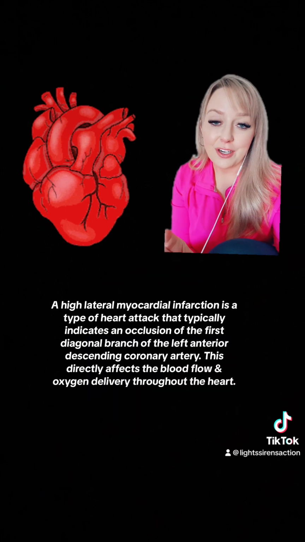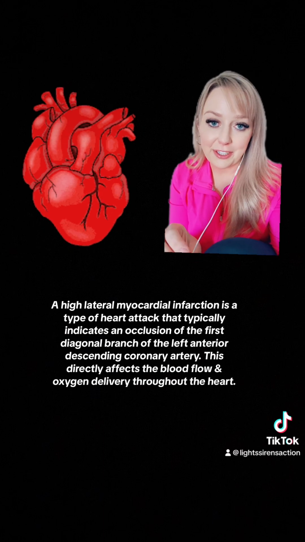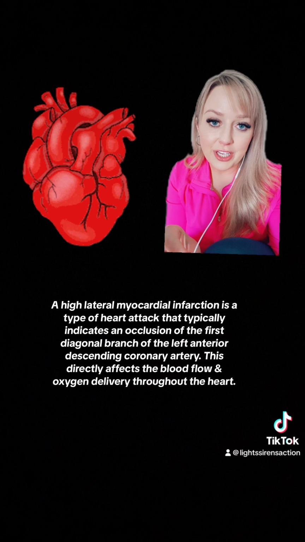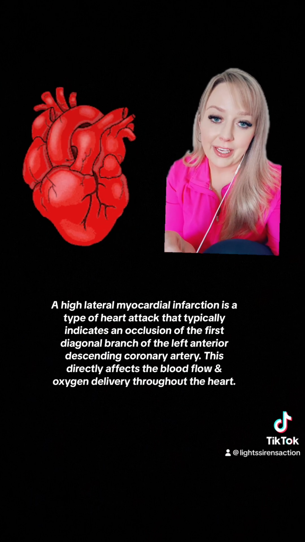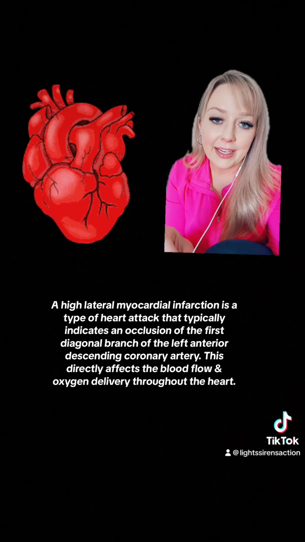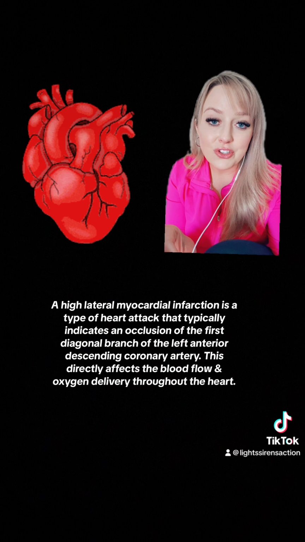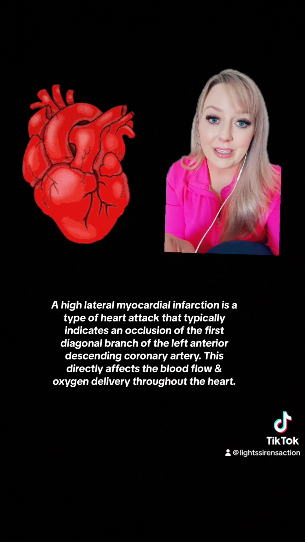So first, let's start off with a definition. A high lateral MI, or a high lateral myocardial infarction, is a type of heart attack that typically indicates the occlusion of the first diagonal branch of the left descending coronary artery. And just like with any other heart attack, this obstruction or occlusion hinders the oxygen delivery and the blood flow throughout the heart and can cause an injury or ultimately death.